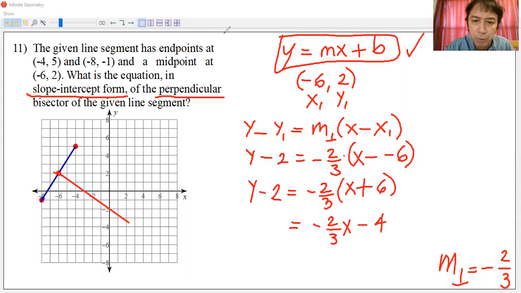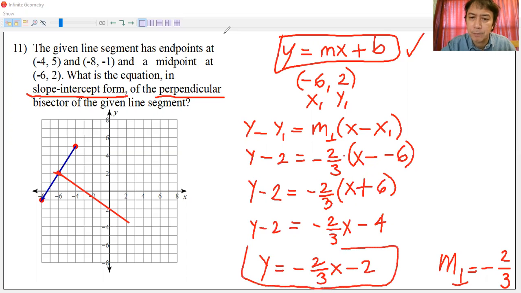And then the left side is y minus 2, so we will just add 2 to both sides. The left side will just become y, and the right side will have negative 2/3 x. If we add 2 to the negative 4, it will now be just a negative 2. Negative 4 plus 2 is a negative 2. This must be the required slope-intercept form of the perpendicular bisector.